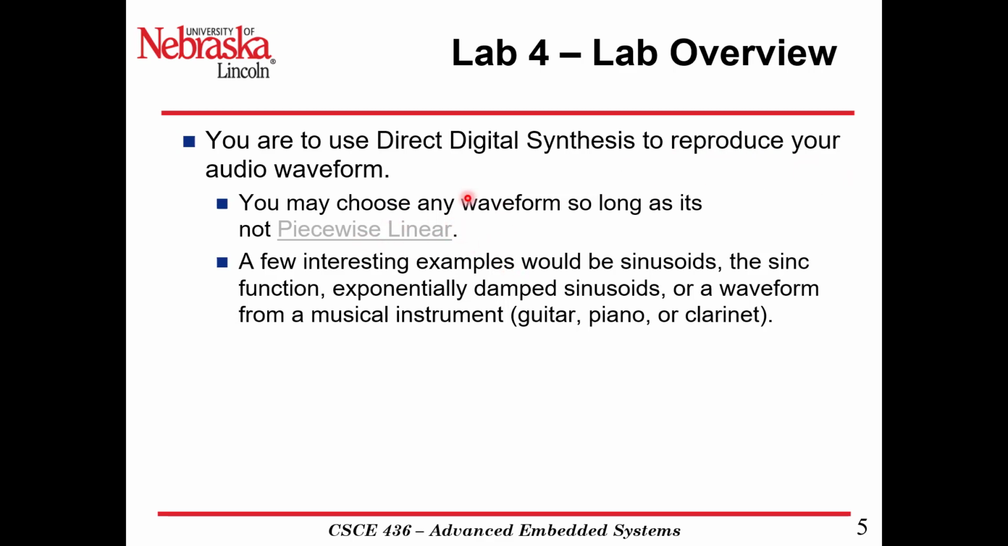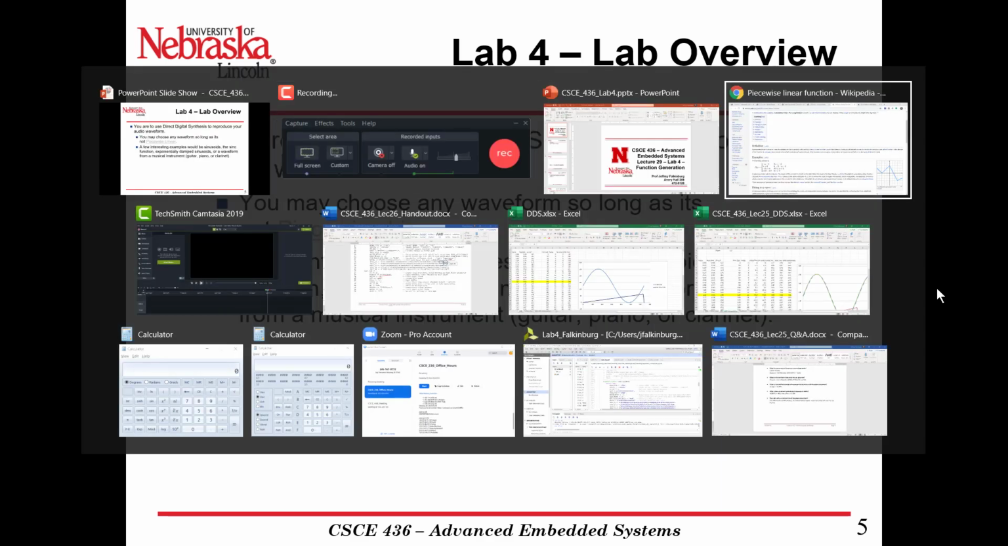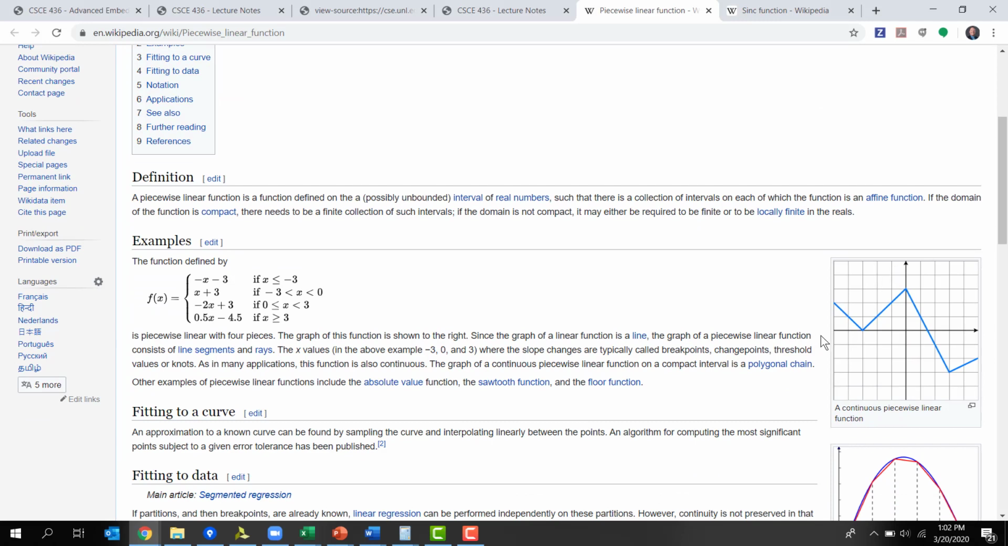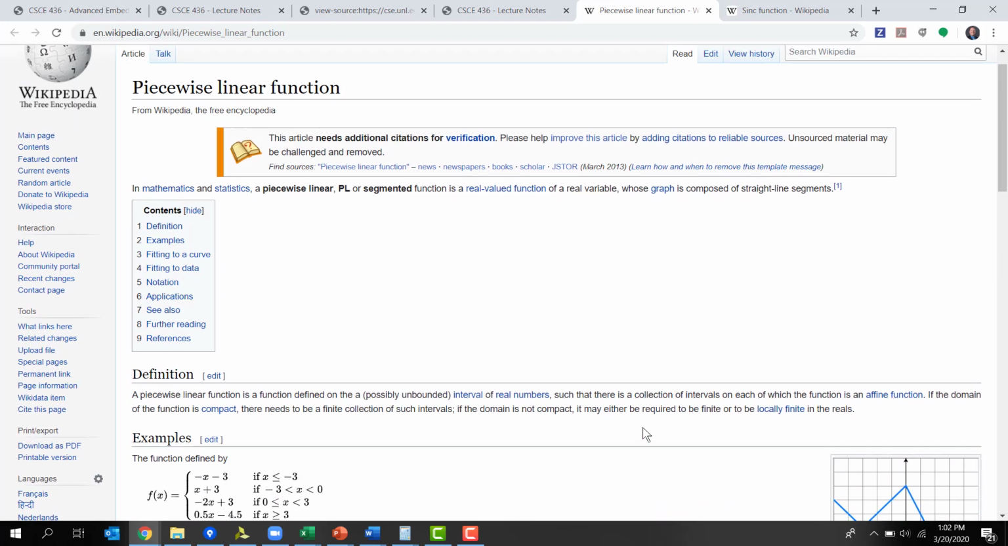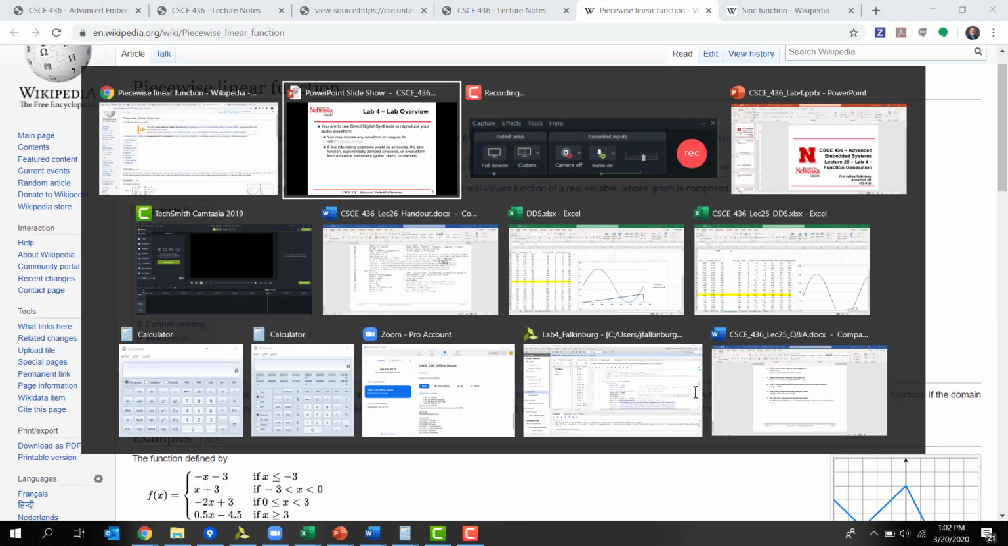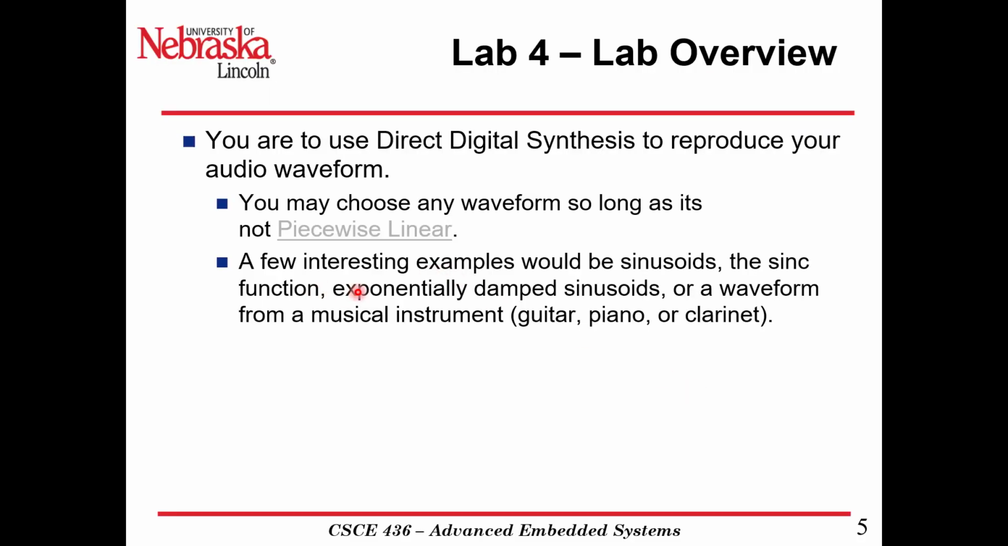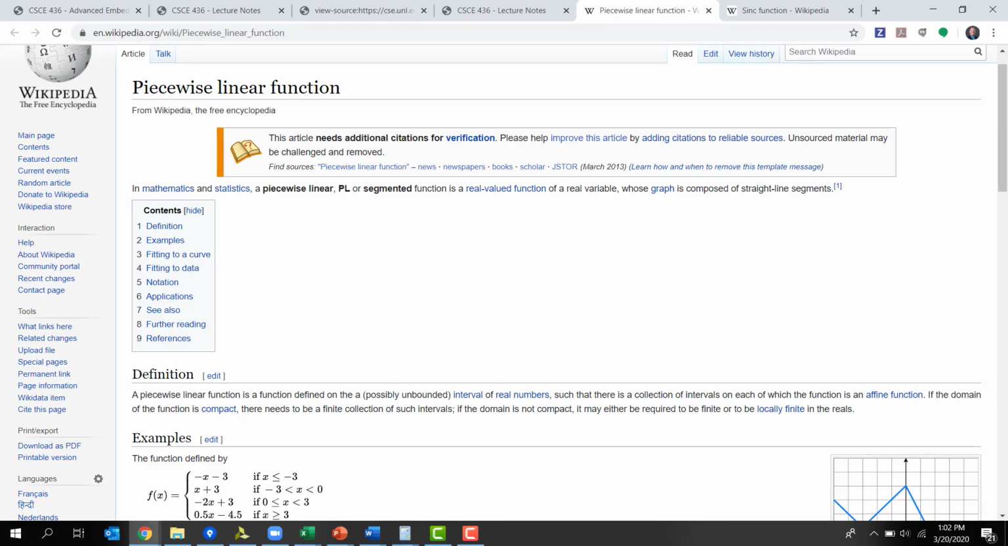You may choose any waveform you want as long as it's not piecewise linear. Piecewise linear, if you go to that Wikipedia site, is anything that has a lot of straight edges on the waveform. We want something that has curved data, sinusoidal or something else. More variations in the graph, not discrete variations in the graph. Some interesting examples would be sinusoids, the sinc function, exponentially damped sinusoids, or you can actually use waveforms from an actual musical instrument.